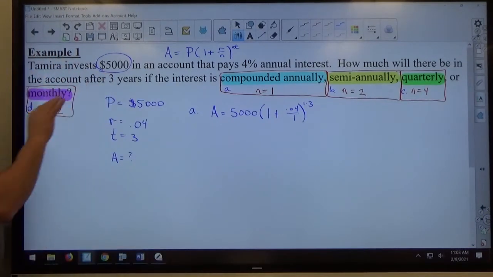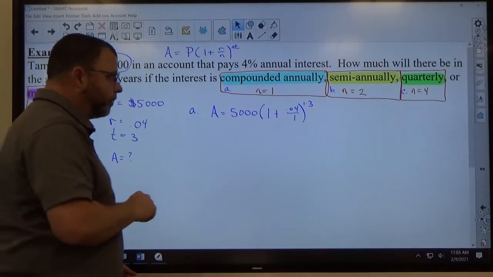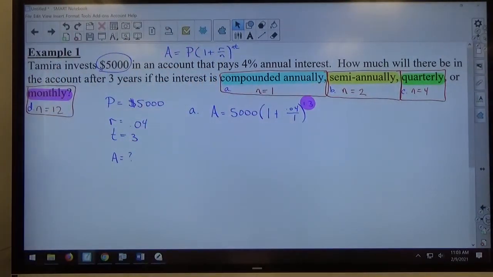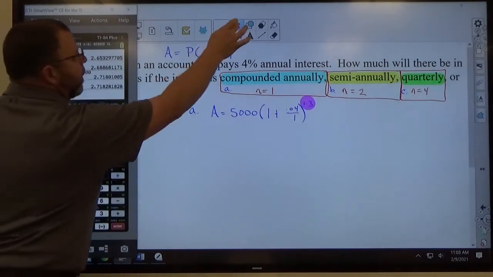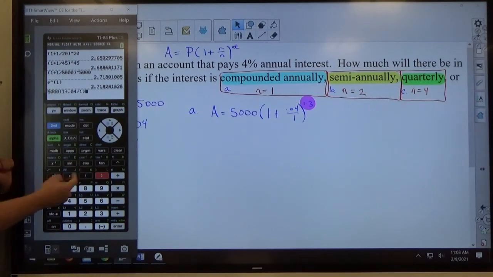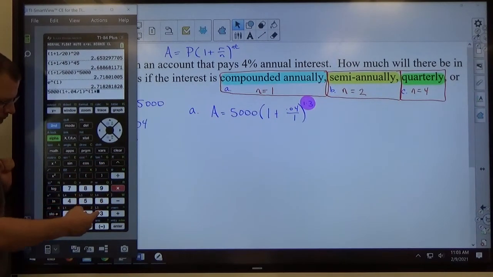I'm going to type that exact expression in my calculator. Now be careful, 1 times 3 is a product, so make sure that when you hit the caret key you have the product in parentheses. So I'm going to type like this: 5,000 parentheses, 1 plus 0.04 divided by 1 and parentheses. I'm going to put caret and then parentheses 1 times 3 and parentheses.